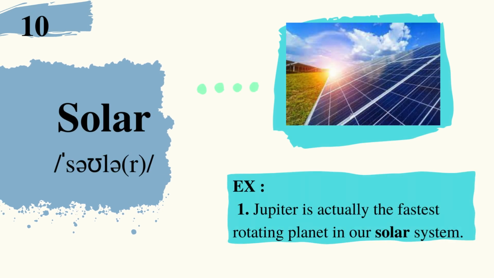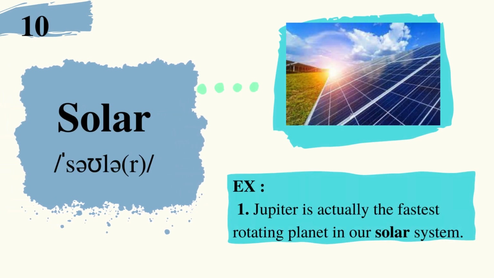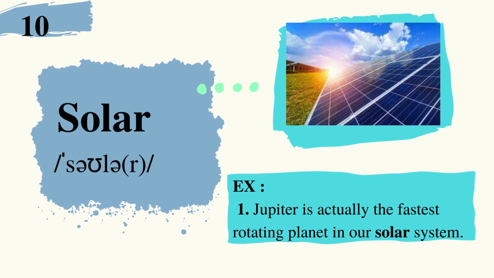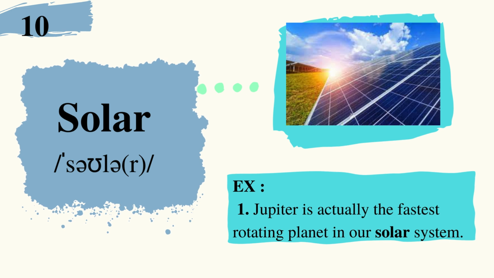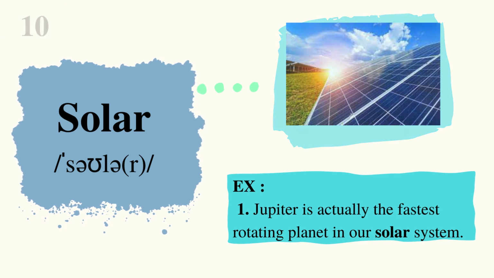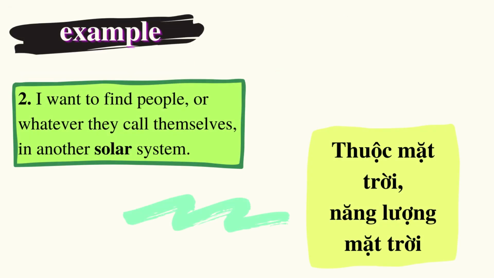10. Solar. Example. Jupiter is actually the fastest rotating planet in our solar system. I want to find people, or whatever they call themselves, in another solar system.